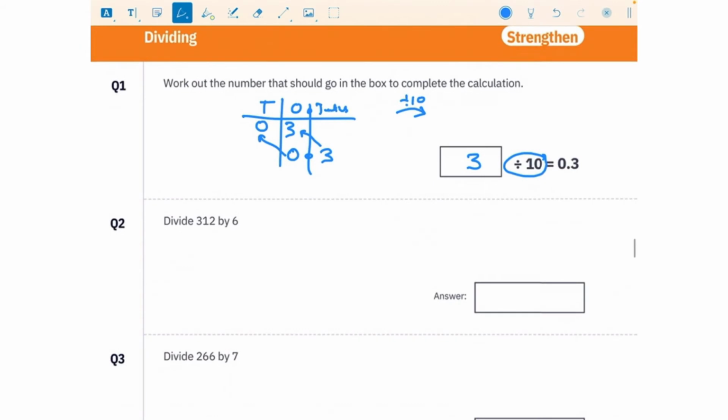Divide 312 by 6. So again, we're going to use that bus stop method or short division, however you call it. 6 into 3. How many 6s fit into 3? Well, it doesn't. Not a whole number of times. So we can put 0, and we haven't used any of those 3 up, so we're going to carry it over and make it 31. 6 into 31 goes 5 whole times with 1 left over, and 6 into 12 fits twice, so 52.